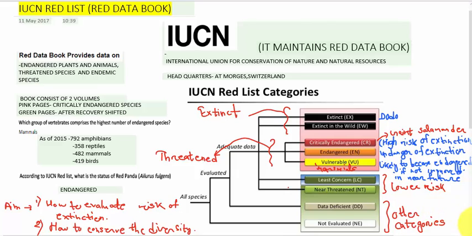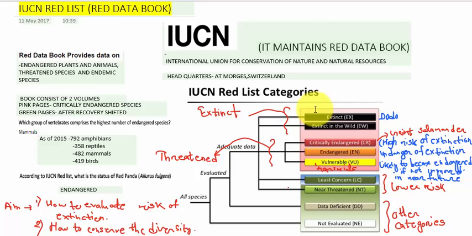First one is the extinct type, second one is the threatened type, and the third one is the other categories. The first one, the extinct type, consists of extinct and extinct in the wild. Extinct you could have understood already. Extinct means it is not present in the present condition, it is already extinct. For example, the dinosaurs, the dodo, they are all dead.